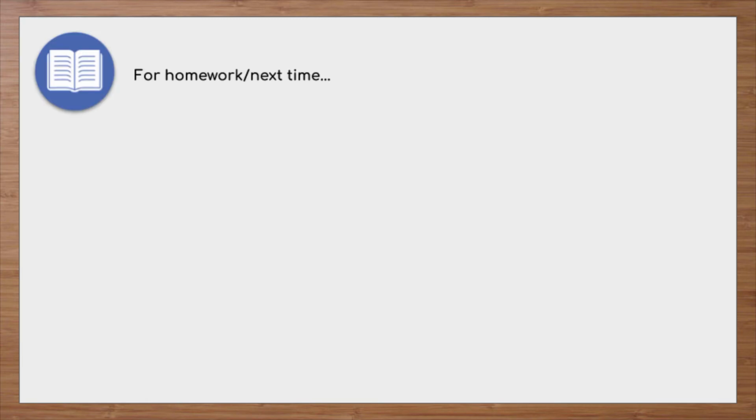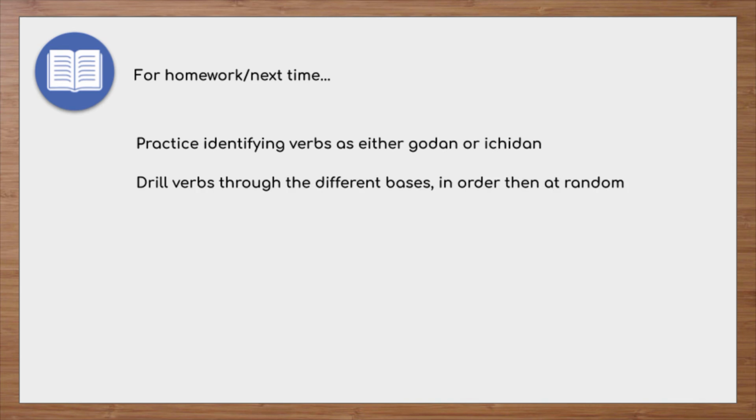For next time, be sure to practice identifying verbs as either godan or ichidan. This is where a physical dictionary or a verb list comes in handy. It'll be easier to pick random verbs and quiz yourself on if they are godan or ichidan if you have these handy. Once you identify the verb as either godan or ichidan, practice drilling it through the bases, at first in order from bases 1 through 5, then te and ta, and then at random.